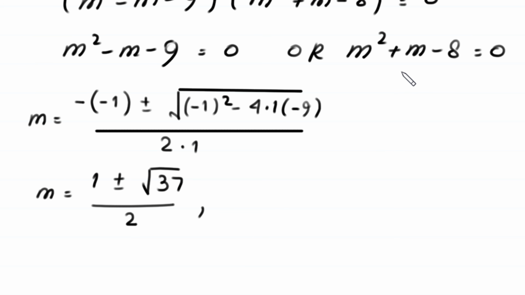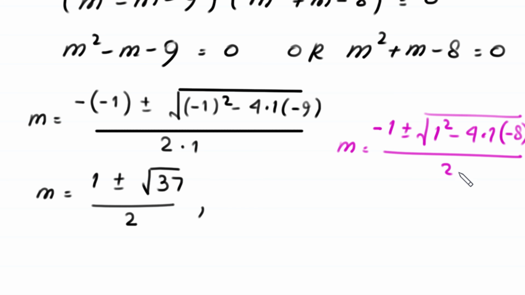And this quadratic equation is not factorable. We solve it by quadratic formula. According to quadratic formula, m is equal to negative b, which is negative 1, plus or minus the square root of, in place of b squared we write 1 squared, minus 4 times a, which is 1, times c, which is negative 8, divided by 2 times a, which is 1. Further simplify, m will be equal to negative 1 plus or minus the square root of 1 squared is 1, and negative 4 times negative 8 is 32. 1 plus 32 is root 33, divided by 2.